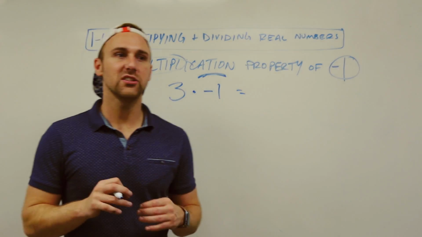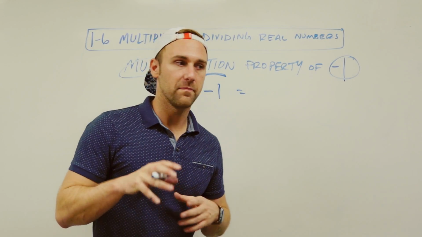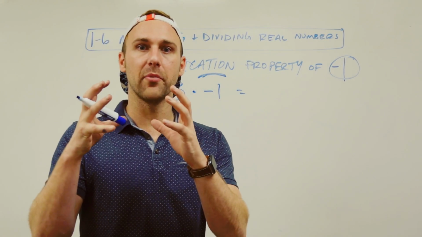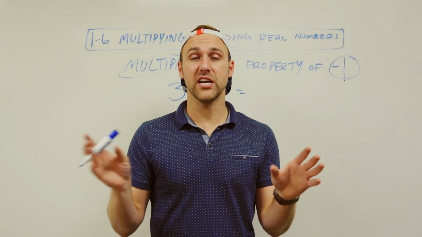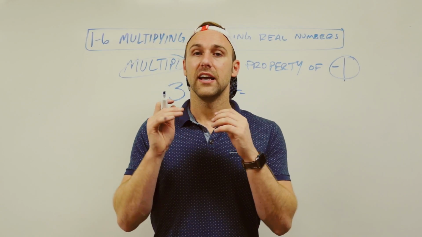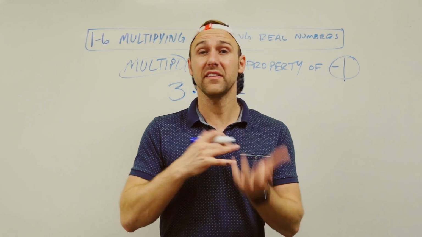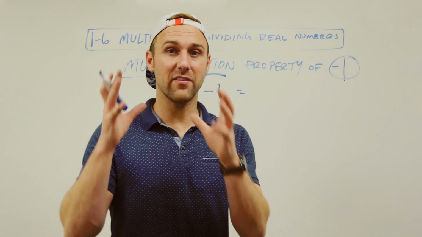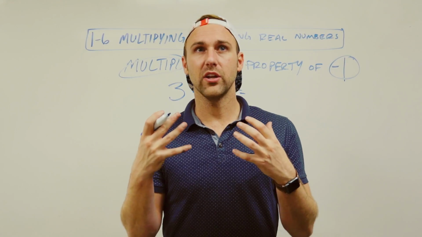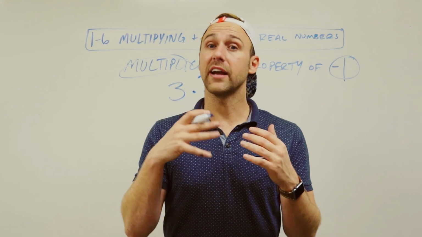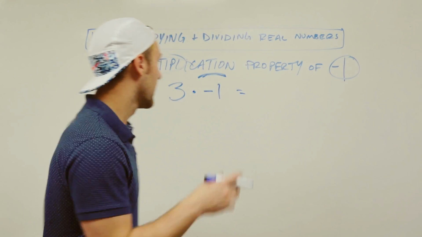It's always going to be the inverse of that. It's going to be that same number with the opposite sign. That's the multiplication property of -1. Anytime you multiply something times -1, all you're doing is flipping the sign. Easy way to do it is you're either turning a negative to a positive or a positive to a negative. Just switching it.